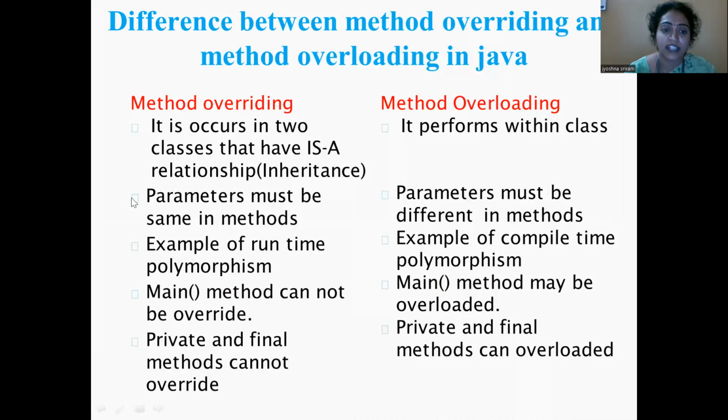In method overriding, the main method cannot be overridden, but the main method may be overloaded. The last difference is that private and final methods cannot be overridden, but private and final methods can be overloaded. So these are the differences.